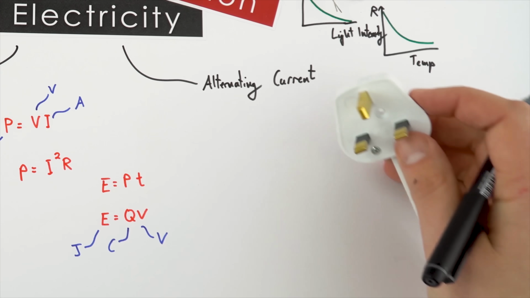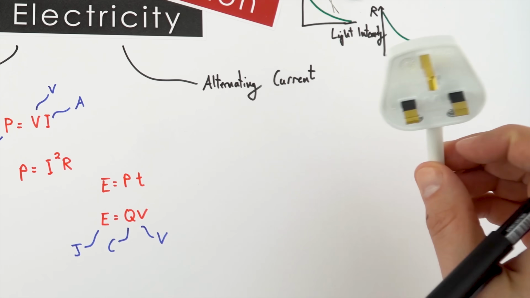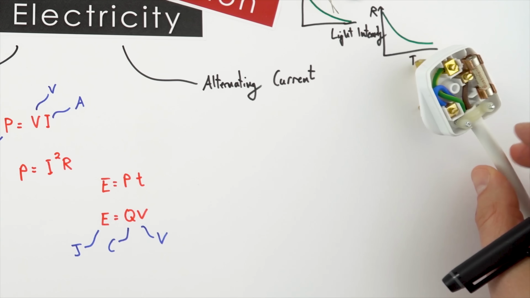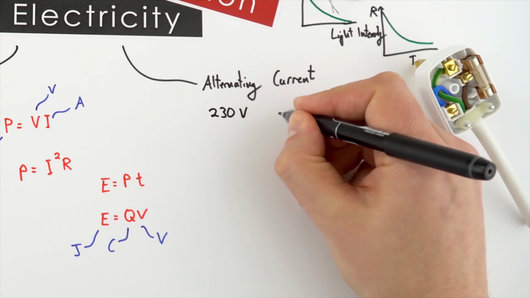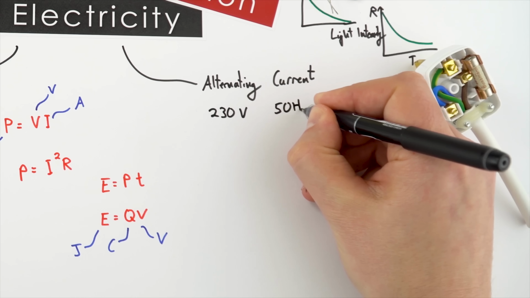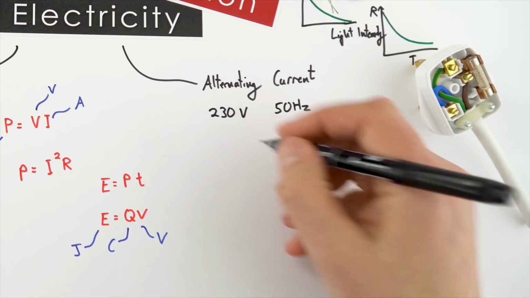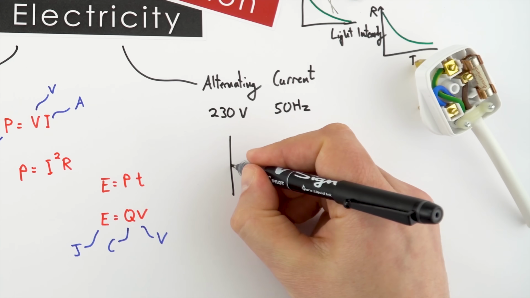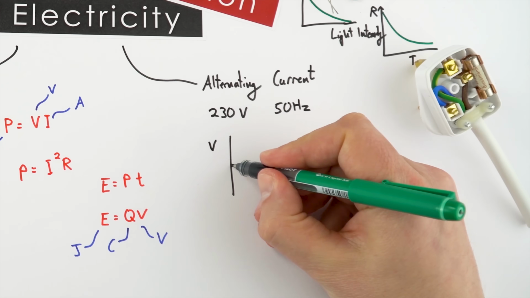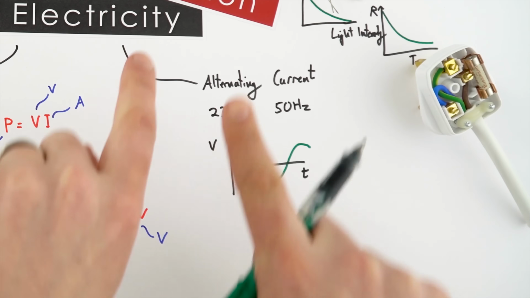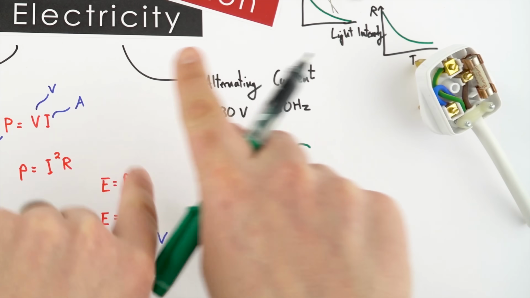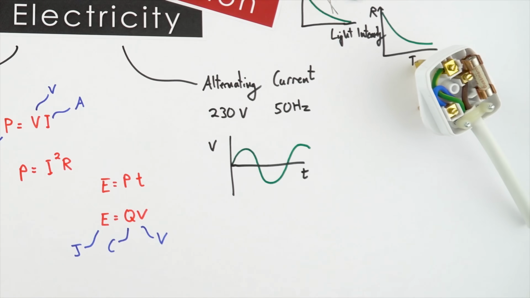This is the kind of thing that you might have in a household appliance where you plug something into the mains. And the UK mains is 230 volts, and it's got a frequency which means there's 50 cycles per second. If we were to look at this on a graph, this means that sometimes you've got a positive value and sometimes it's negative. And this means that the current flows one way, then the other, then the other way, really, really quickly.